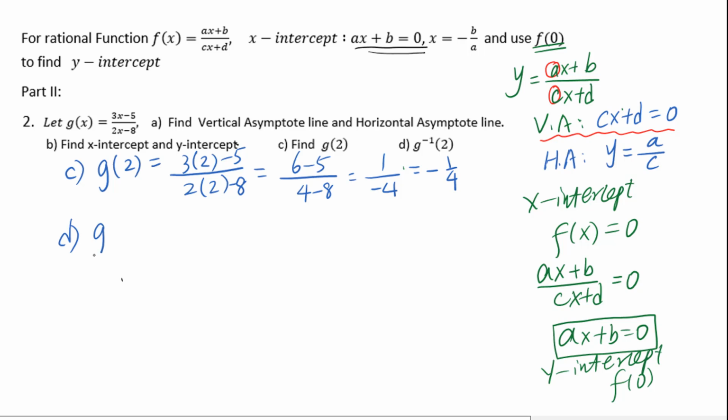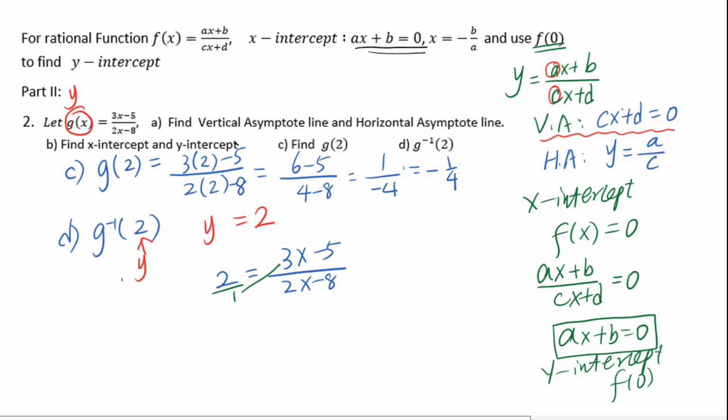For D, inverse g of 2, this number is y. So we get y equals 2. G of x is y. Therefore, we can get 2 equals 3x minus 5 over 2x minus 8. Cross multiply. 2 times 2x minus 8 equals 3x minus 5. Distributive property, 4x minus 16 equals 3x minus 5.